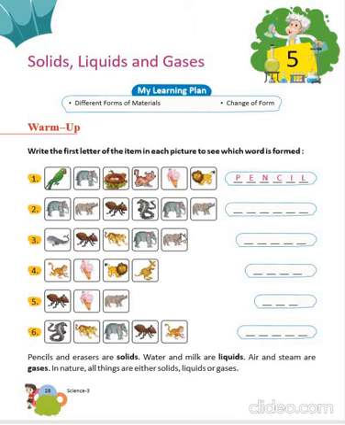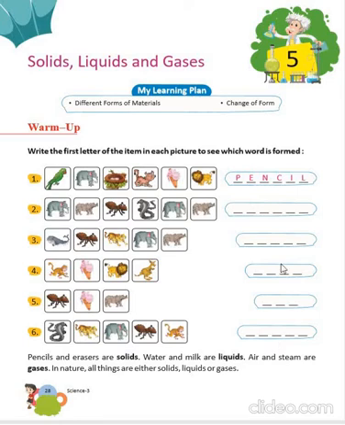Here, eraser. This is water. This one is milk. This one is air. This one is steam. Like this, different words are formed.